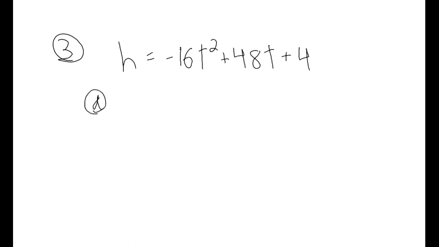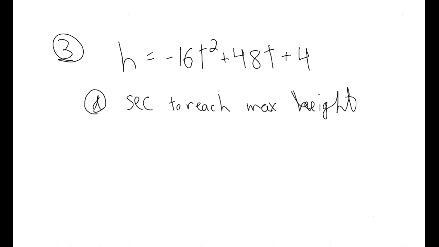For part A, they're asking how many seconds until it reaches the maximum height. That's just like the last problem where we're looking for a maximum value. Remember, if you're looking for a maximum or a minimum in a quadratic, we're looking for the vertex. So this will be the x value of the vertex. In part B, we'll probably plug in to get the y value.